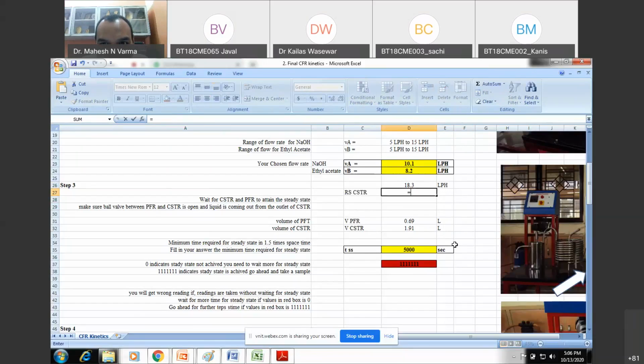How to get this? This divided by this, and this is in hours, so it will be multiplied by 3600. So this is the residence time for CSTR, and this is the residence time for PFR.